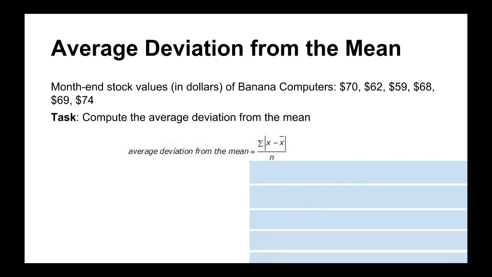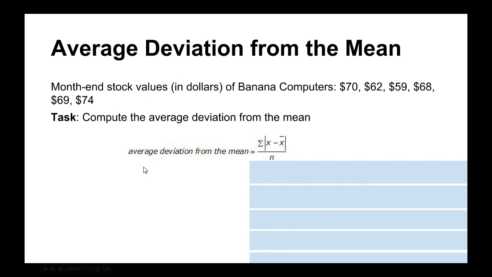Now, let's take a look at an example. We had banana computers last time round, and we took a look at 6 months worth of data. So we've taken the end of month stock value in dollars, and we've got them here ranging from $59 at the low end to $74 at the high end. Now our task here is to compute the average deviation from the mean, and we've got a nice formula here for the average deviation from the mean.